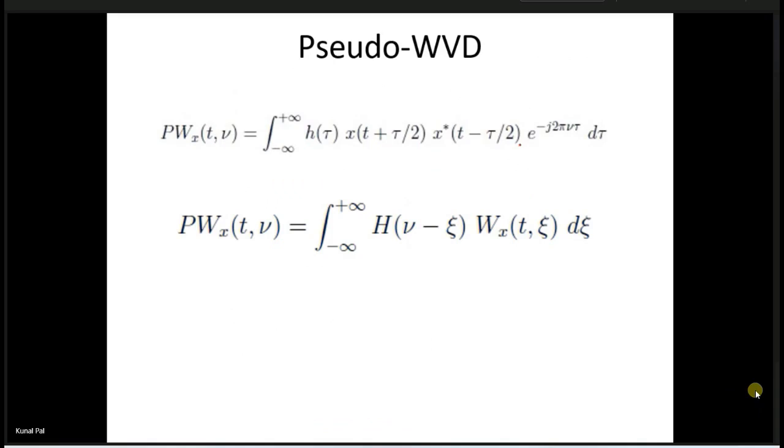Due to this problem, the pseudo-Wigner-Ville distribution has been proposed. Now, what it says basically, if you see the equation of the Wigner-Ville distribution and the pseudo-Wigner-Ville distribution, both are the same. However, in the pseudo-Wigner-Ville distribution, there is an h(tau) function. Okay. Now, keep this in mind.